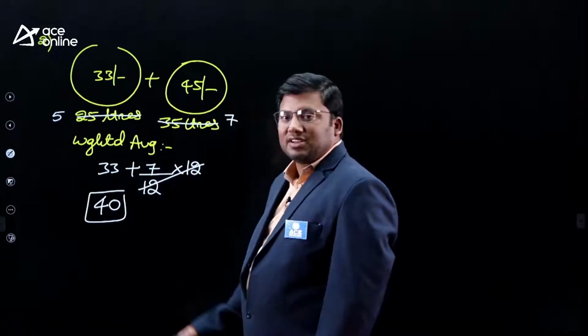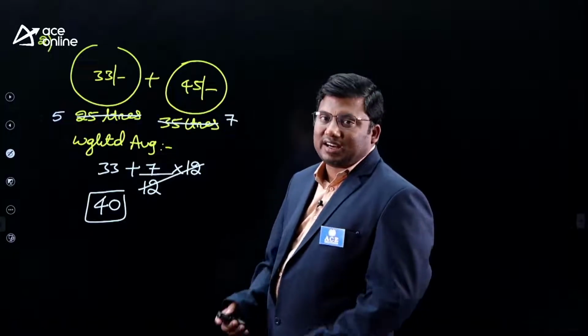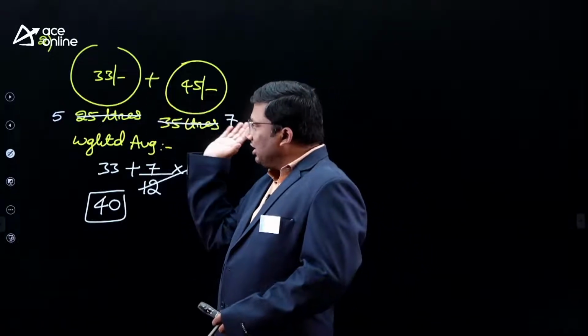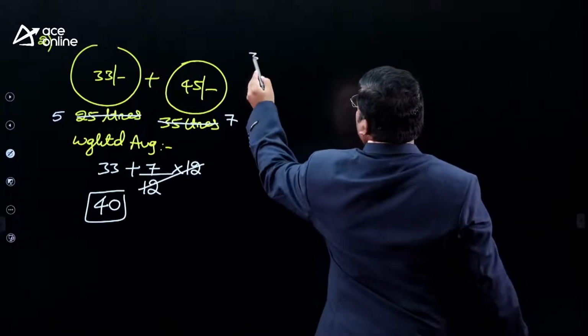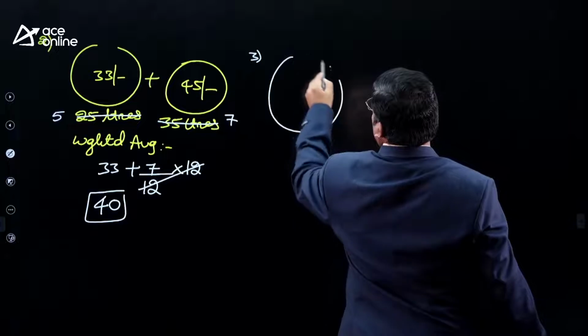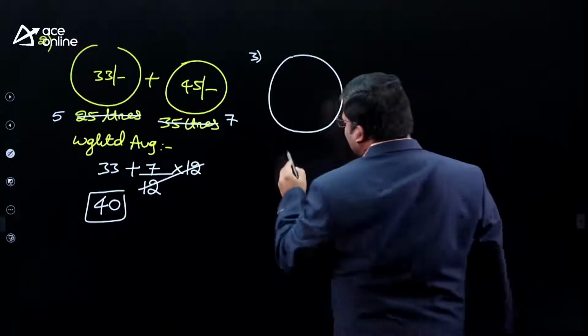5 5s are, 5 7s are. Average is always greater than the lowest value. 33 plus 7 by 12 into 12. Third one. I hope it is a clear idea.